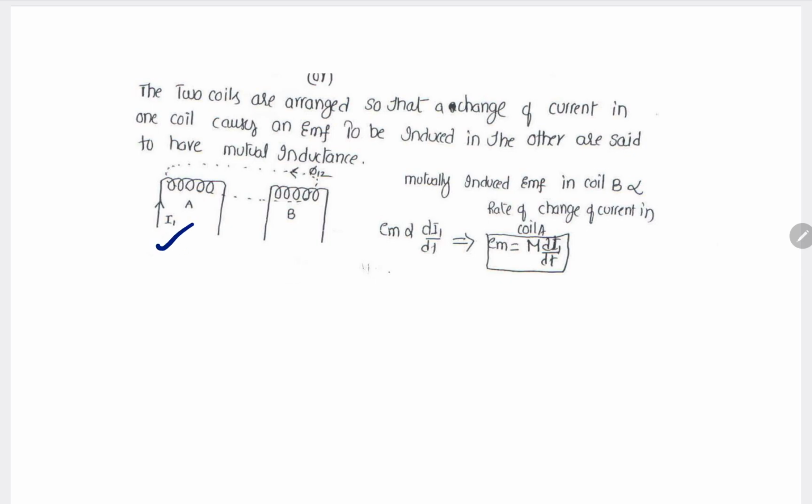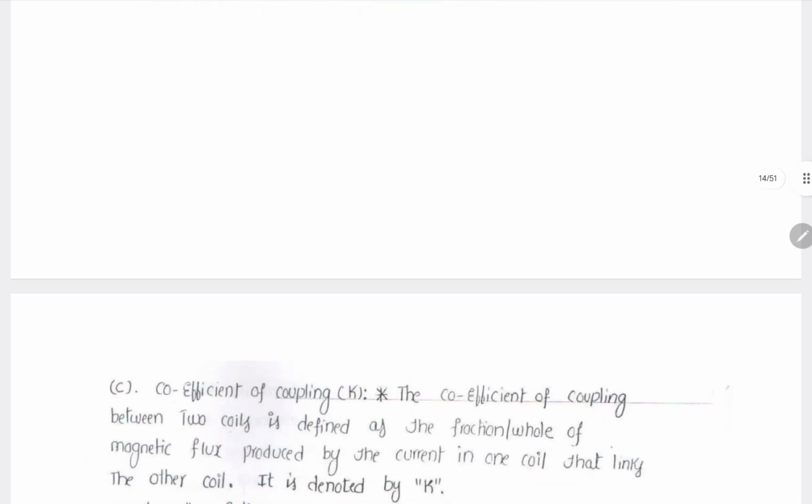Let us say this is coil A and this is coil B, and the current flowing through coil A is I1. Flux is linking with both coils, which we assume as phi 1 2. So the EMF induced in the coil is proportional to the change in the current flowing through the coil, di1 by dt. So E is equal to M into di1 by dt. This M is known as mutual inductance.